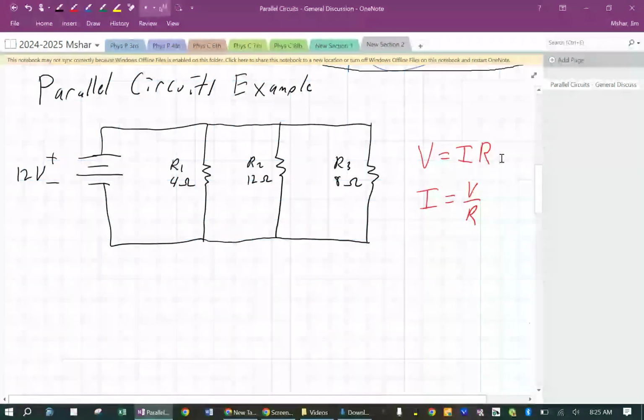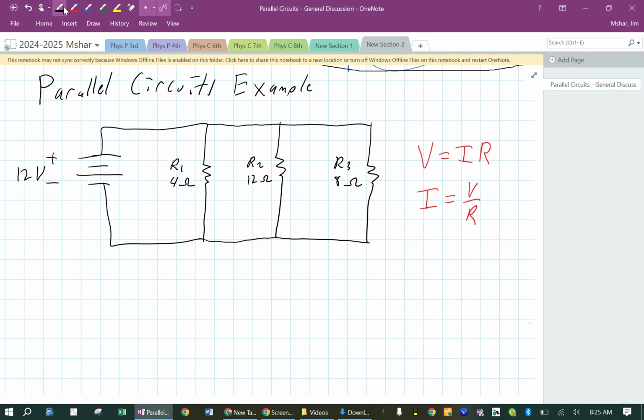I also rewrote Ohm's law here. And as a reminder, I'm going to write how to find the total resistance for a parallel circuit right here. Okay. All right, so if you need to pause the video, now would be the time, if you want to draw this pretty big, because we're going to be drawing all over it.